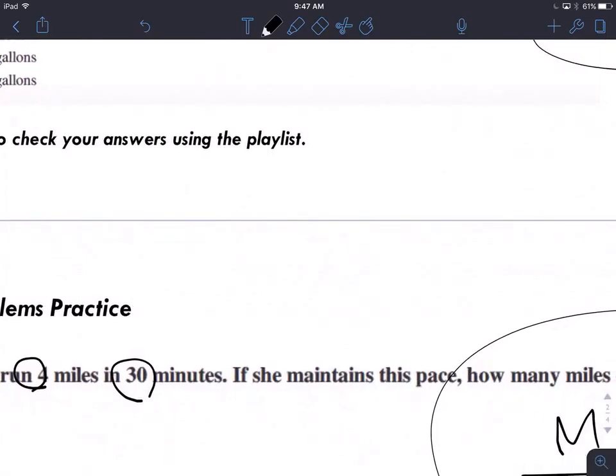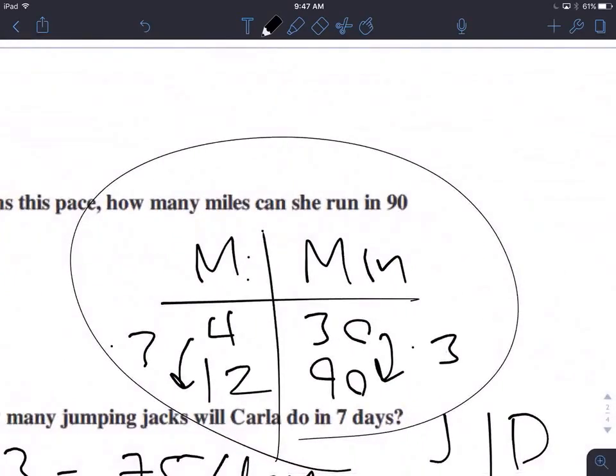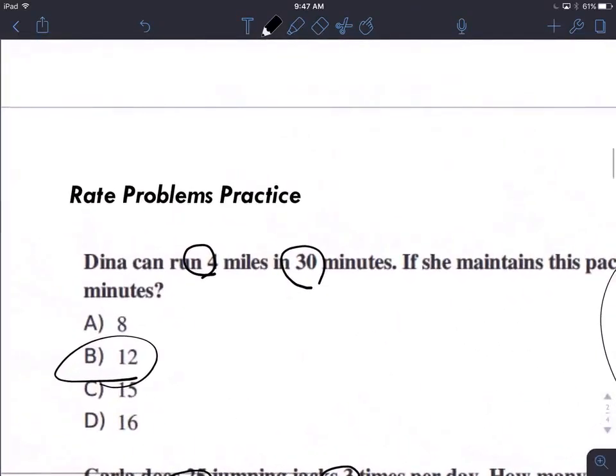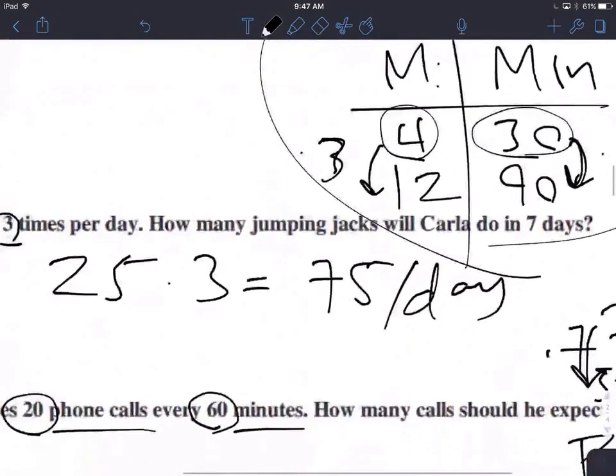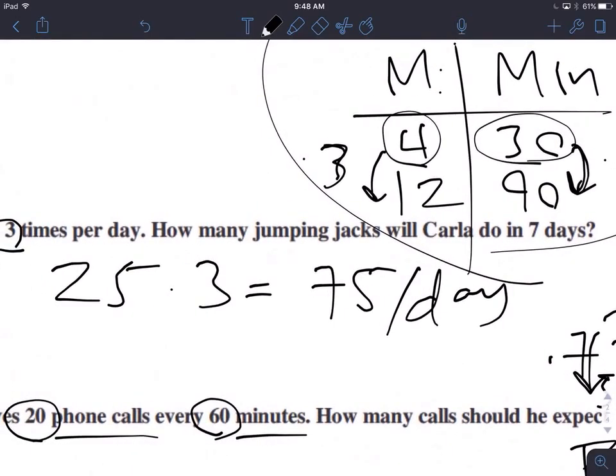Please see this one, 4 miles in 30 minutes. To get from 30 to 90, 30, 60, 90, there's 3 30s in 90. We multiply by 3, gets 12. 12 is our answer. Same thing over here. We know that he can do that.